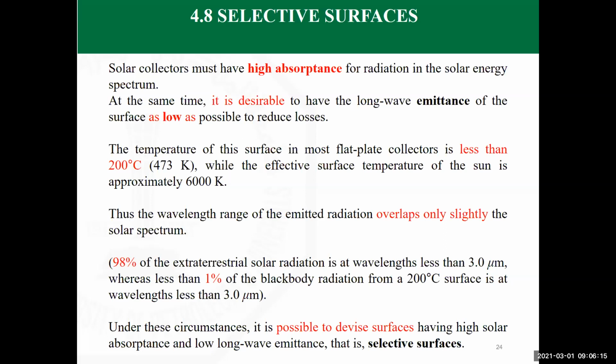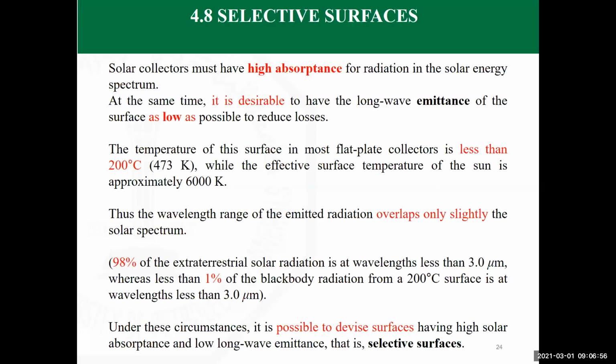You need it to absorb the energy. You don't need it to emit the energy. You need this energy, which is absorbed, to be utilized in heating water or heating air or heating oil, whatever the fluid that you want to heat. So solar collectors should have high absorbance for radiation coming from the sun. It is required to have the long wave emittance as low as possible. You don't need it to emit energy substantially to the surroundings. Otherwise, it will be losses. It will be energy lost because you need to make use of this energy in something useful, which is heating a fluid.